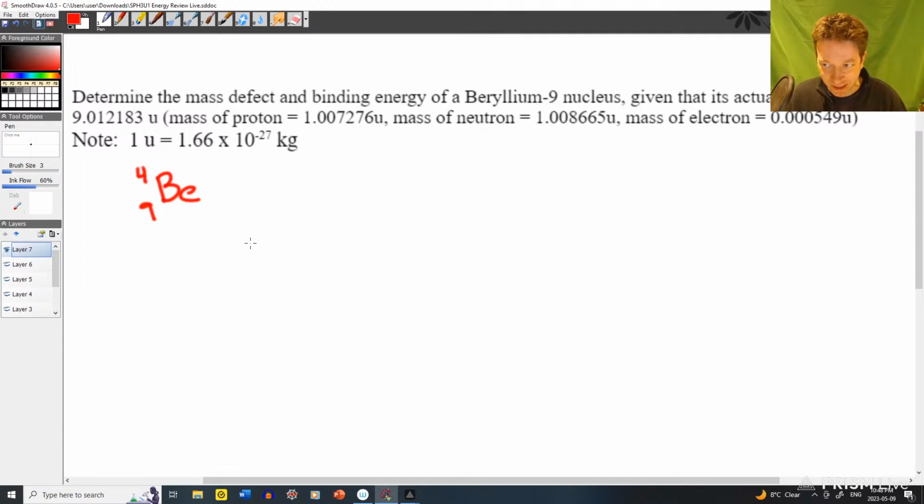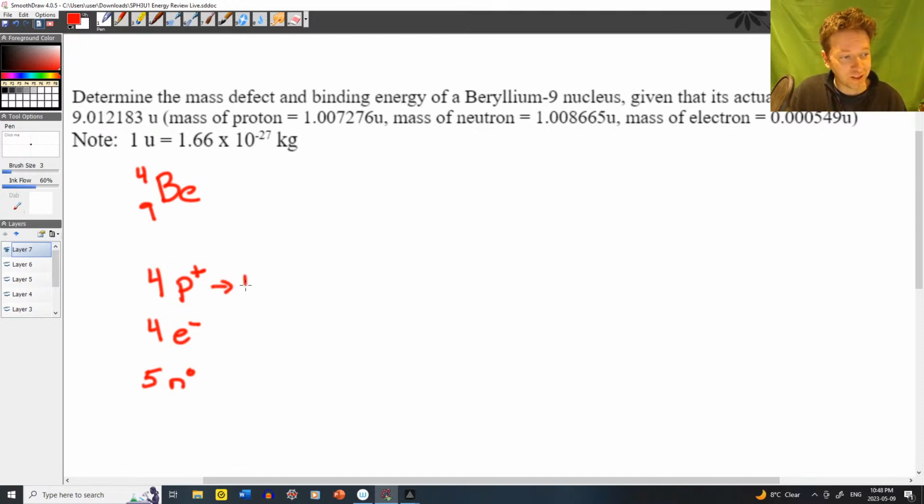So this is going to take some grade 9 chemistry here. 4 tells us the number of protons. For a neutral atom, it is also the number of electrons. And then we take our mass number, subtract our atomic number, and we get the number of neutrons. All right, so let's figure out what the total mass is if we add all of these together.